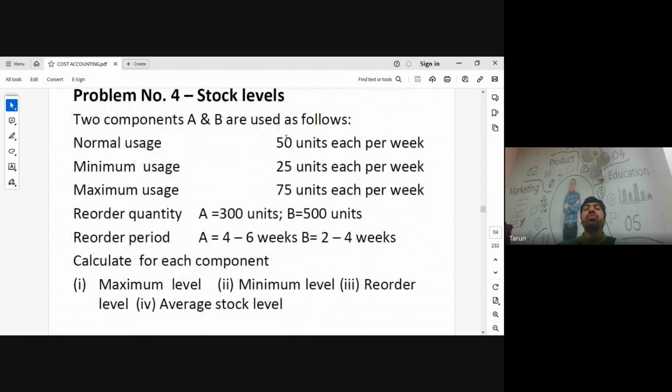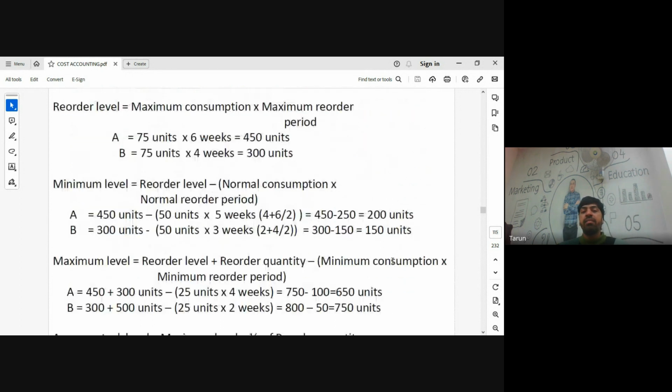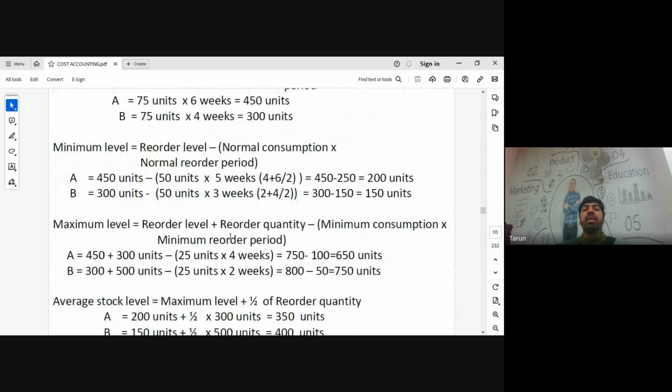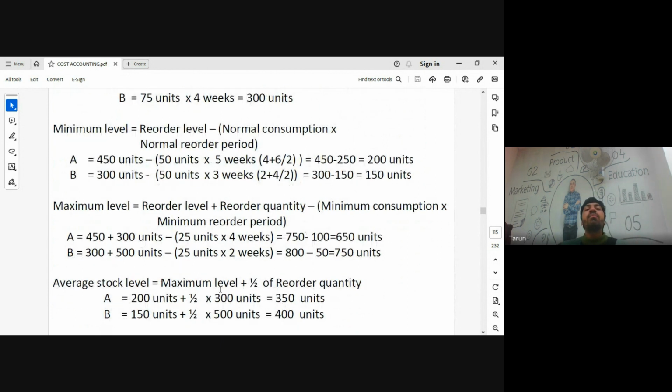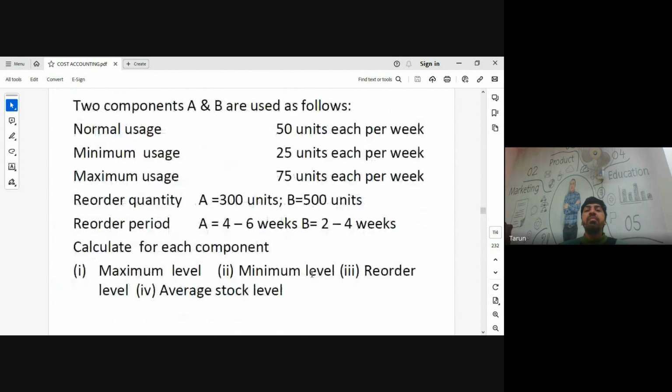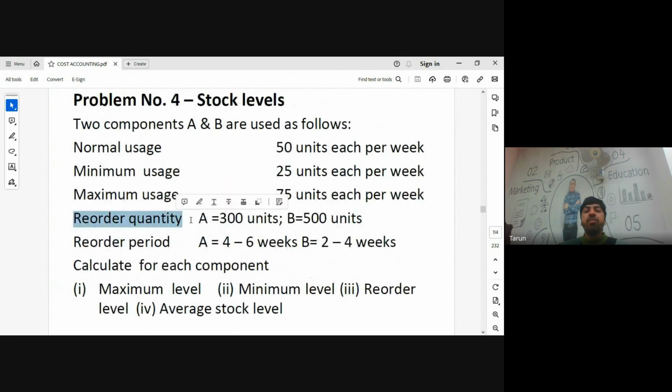Then again, there is a question with two components A and B: normal usage, minimum usage, maximum usage, reorder quantity, reorder period. You need to calculate the minimum level, maximum level, reorder level, and average stock level. So let's begin with the average stock level because the rest of the formulas remain the same. There are no changes. The average stock level is the minimum level plus half of the reorder quantity, right? So 200 units, and half of the reorder quantity, which has already been given to you: reorder quantity for A is 300, for B is 500.